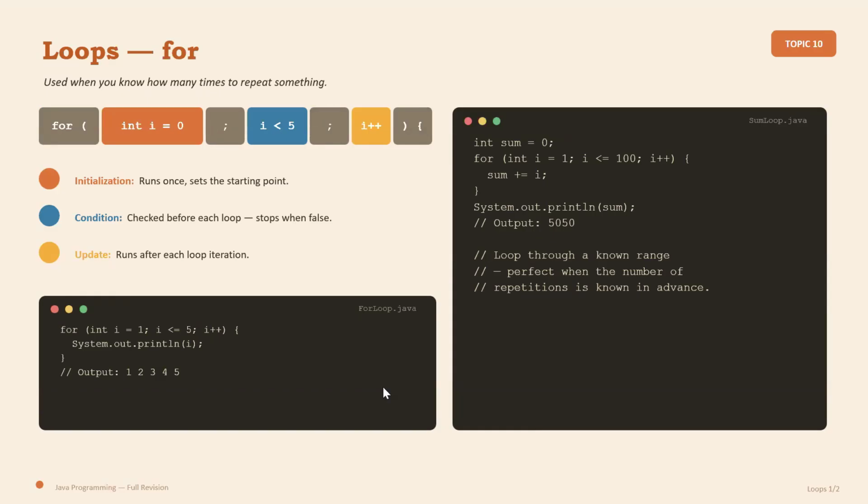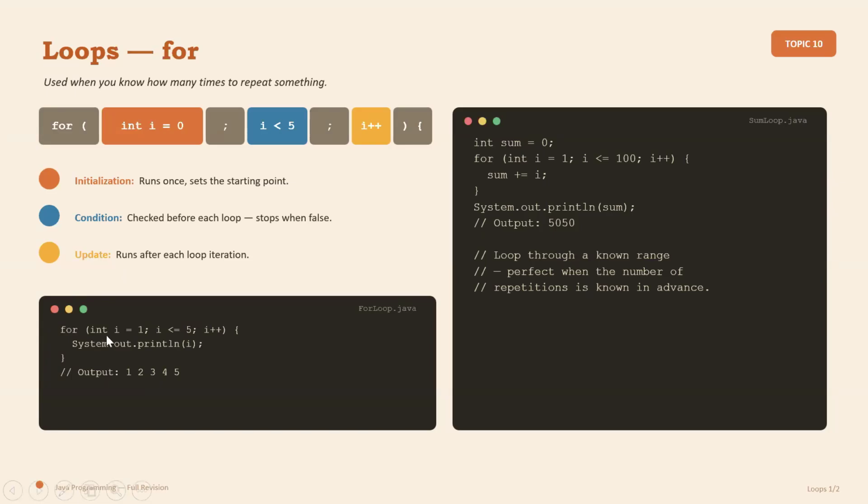So for loop, we have three parts. That is initialization, that runs once at the beginning. And then we have the condition checked before every iteration. And then update, that is increment or decrement. So that runs after each iteration. So, for example, if you are trying to print 1 to 5 numbers, you will start from 1 and end at 5. So, the first step is initialization.